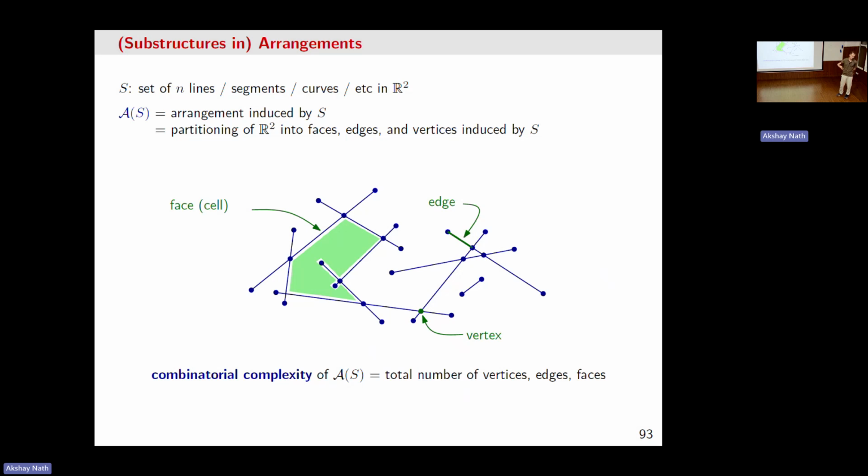And I have vertices, which are either intersection points or endpoints of segments. And then for curves, you can do the same thing. And the complexity is always measured as the total number of these features. So the complexity of this cell here would be, okay, I have one for the cell, and then I have to count the number of edges and the number of vertices and so on.